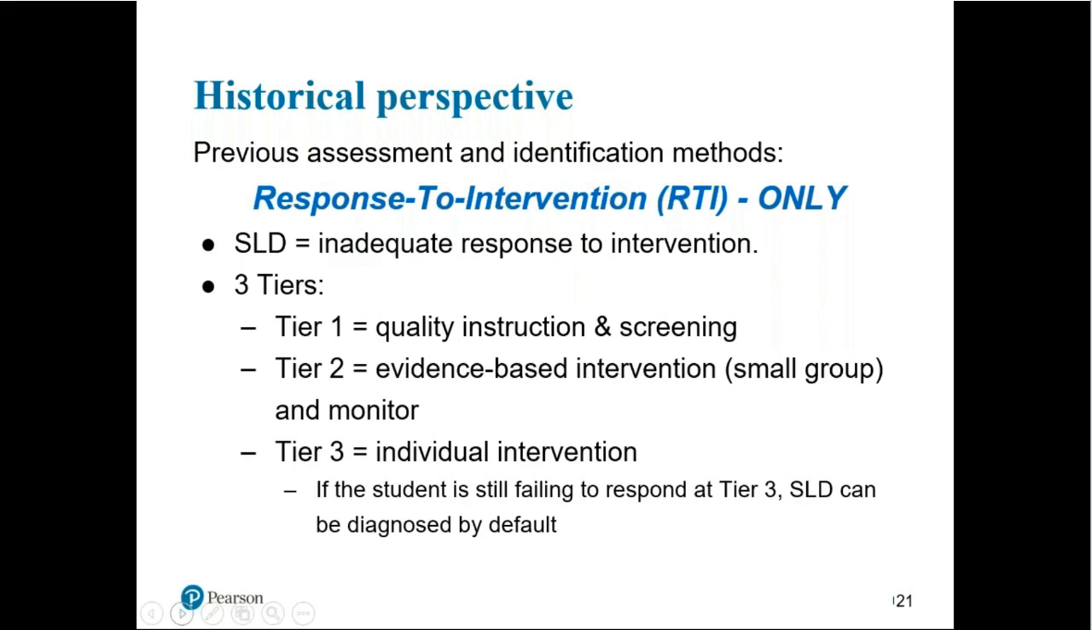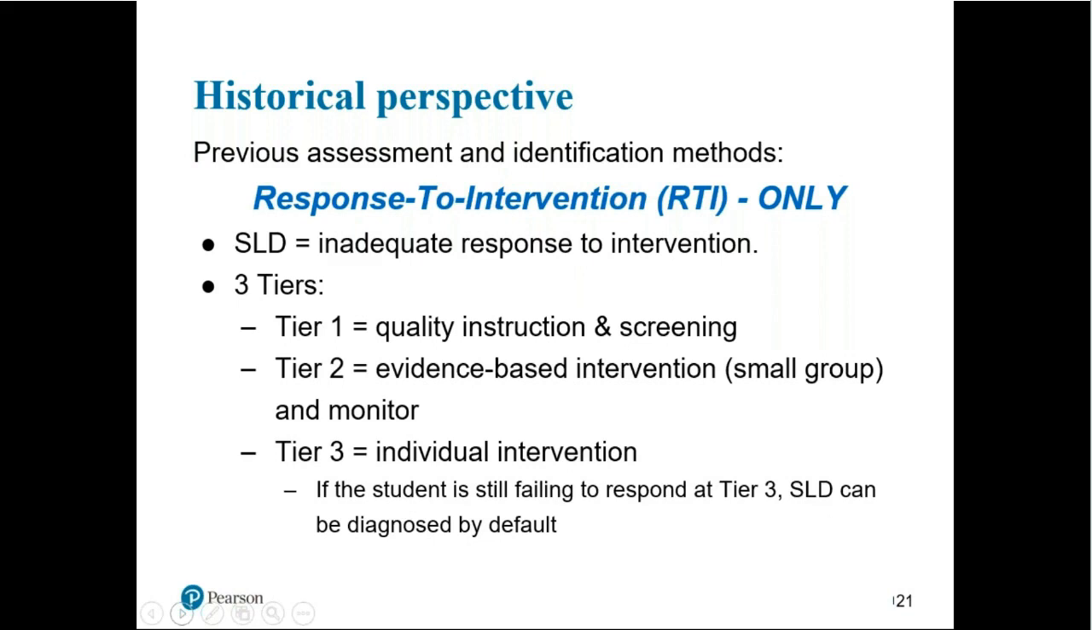So the model consists of 3 tiers, and many of you have seen this. We have our little pyramid model. I'll show you a picture fairly soon. Tier 1 is looking at quality instruction and screening, and that's pretty much for the whole classroom. Tier 2 is looking at evidence-based intervention, typically in small groups, and then monitoring those children over time.